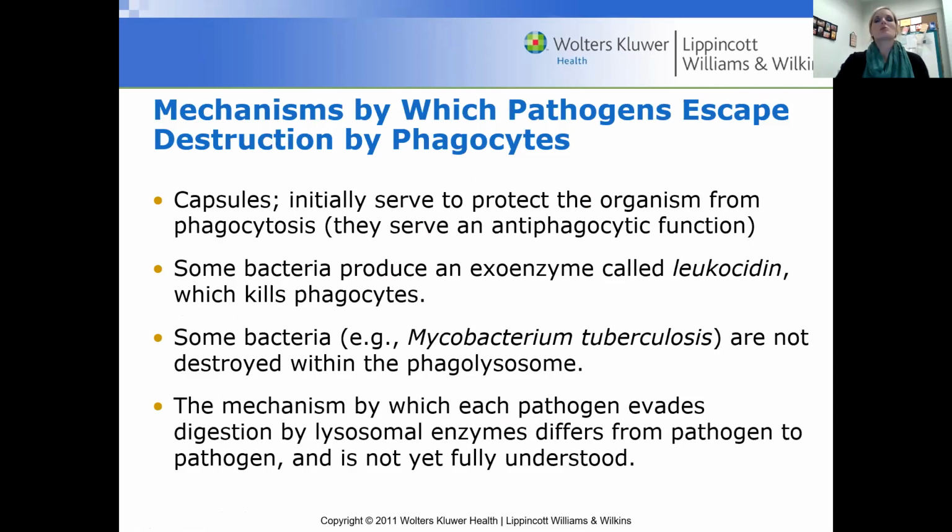Okay, so what are some ways that pathogens sometimes escape phagocytosis? Well, one, we've talked about how some bacterial cells contain capsules. They serve to protect the organism from phagocytosis. It serves an anti-phagocytic function, which means it makes sure that it doesn't get surrounded and engulfed. It may still get surrounded, but that capsule acts like a shell around the bacteria and protects it. Some bacteria will produce an exoenzyme called leukocidin, and that's going to actually kill the phagocyte itself, so the phagocyte can't do its job.